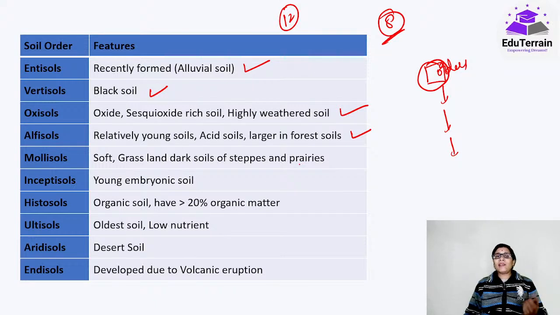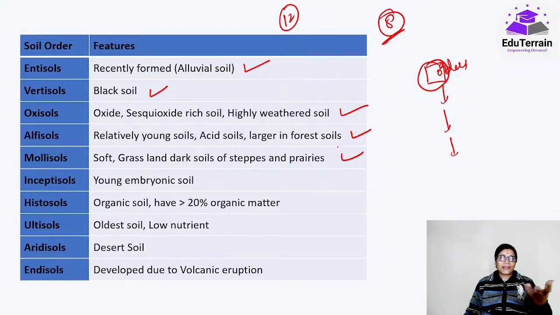So what will happen? The acidity will obviously increase because the microorganisms, whenever they decompose the organic material, during that time they release lots of acids, and continuously in the forest, organic matter keeps on adding. So because of which they're always highly acidic in nature.